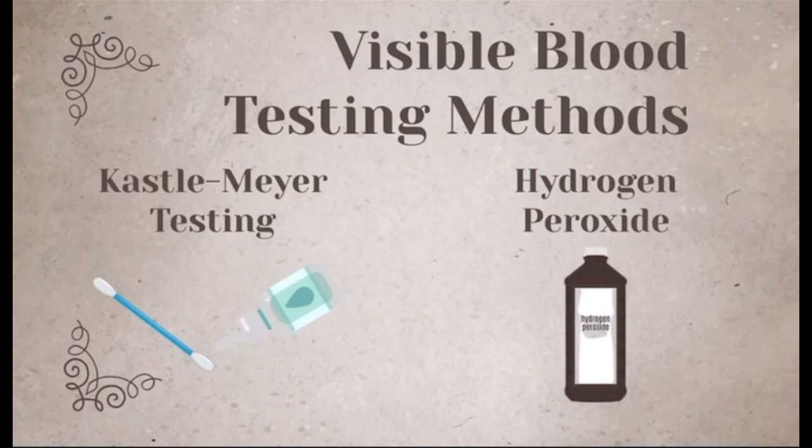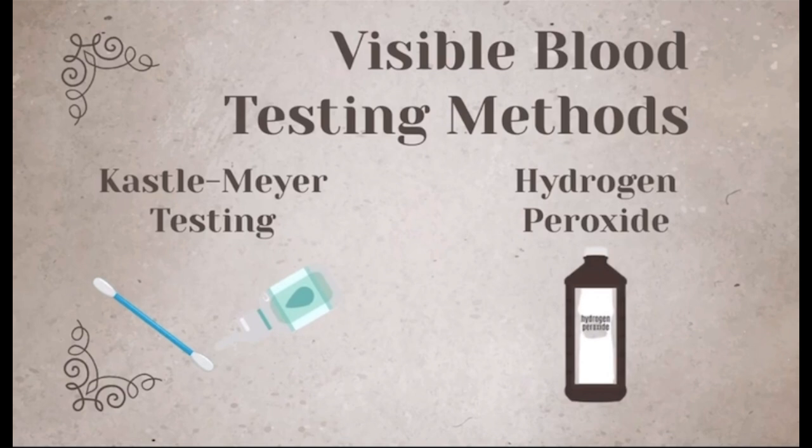Next, we have the hydrogen peroxide test. This method detects blood by reacting hydrogen peroxide with an enzyme called catalase, which is found in high levels in blood. The reaction produces visible bubbles indicating the presence of blood. The hydrogen peroxide test is highly sensitive and can detect even trace amounts of blood. It's quick and inexpensive, making it another valuable tool for field investigators.